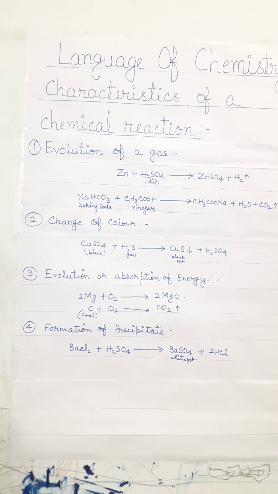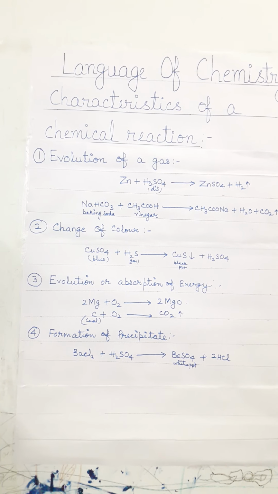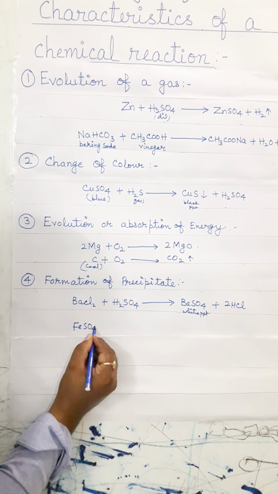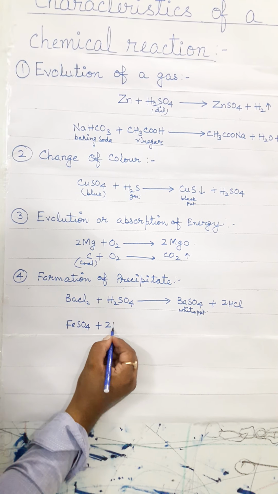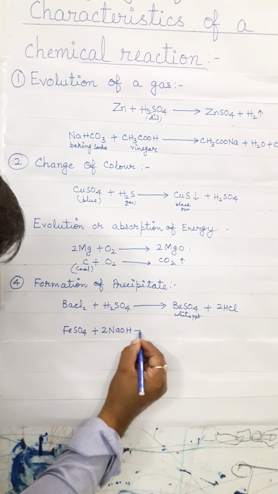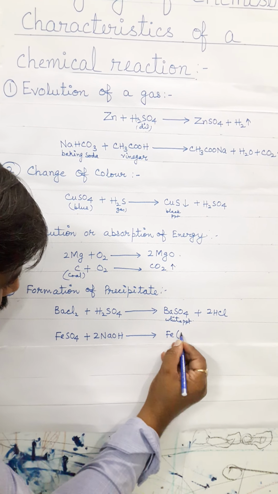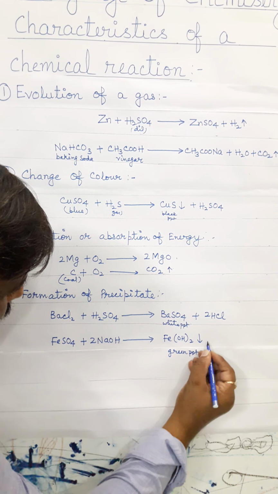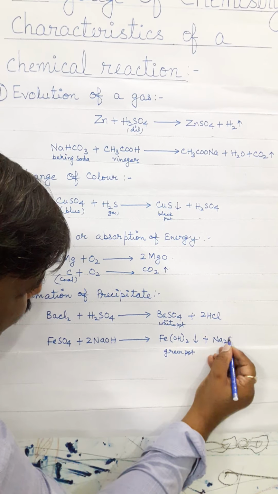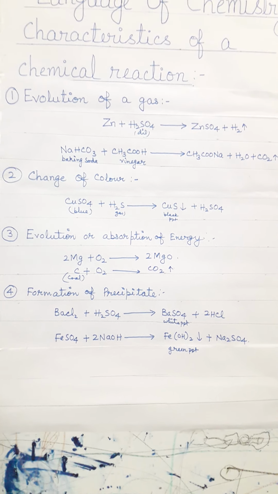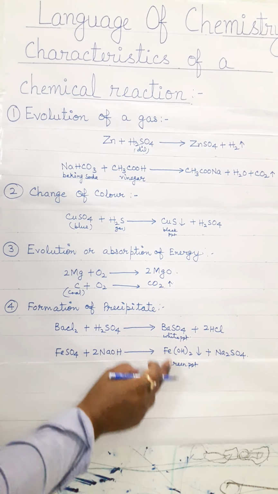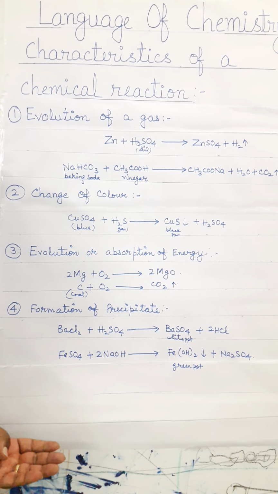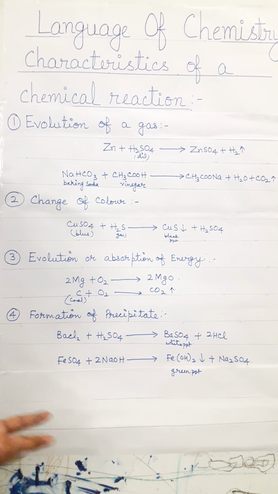Let us see another chemical reaction in which formation of precipitate takes place. This is when ferrous sulfate solution is treated with sodium hydroxide solution. Ferrous hydroxide is formed, which is a green PPT, along with sodium sulfate. So remember, there are certain chemical reactions in which precipitate is formed. This precipitate can be white in color or it can be colored. It can be green in color, it can be black in color, it can be of any other color.